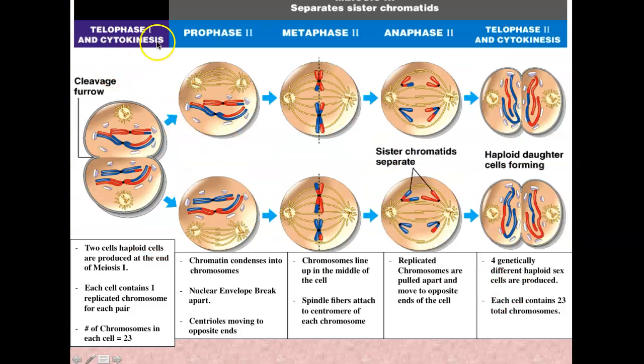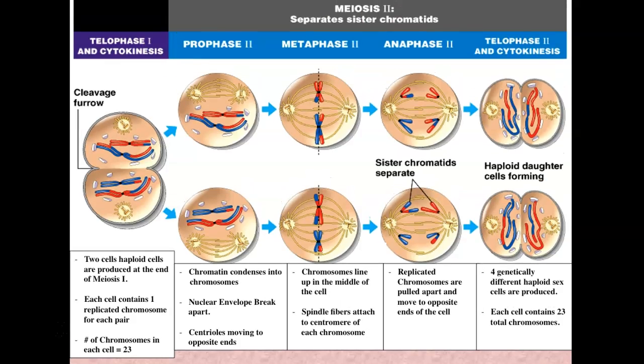All right, so now we're going to get into meiosis 2. At the end of meiosis 1, we produce 2 cells that are haploid, and each cell contains 1 replicated chromosome for each pair. So you see 1 replicated chromosome here and 1 replicated chromosome here. We don't want replicated chromosomes in our sex cells, so what we have to do with these replicated chromosomes is pull them apart.